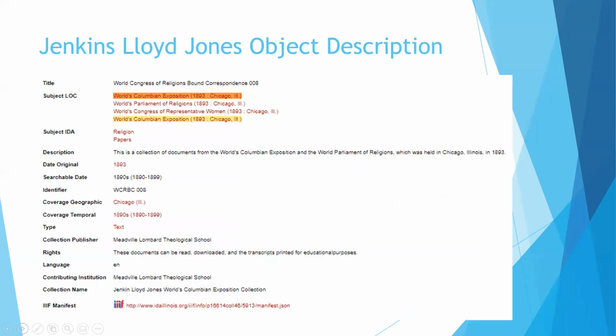Okay. So here is the object description of the letter that we just saw on the previous slide. And again, all 15 of the simple Dublin Core elements are used. So we've got the title and the subject. So we've got the World's Columbian Exposition, 1893, Chicago Ill, and then the World's Parliament of Religions, 1893, Chicago Ill, and World's Congress of Representative Women, 1893, Chicago Ill, and then the World's Columbian Exposition again, because they all took place in Chicago in 1893. And then the IDA subjects are religion and papers.